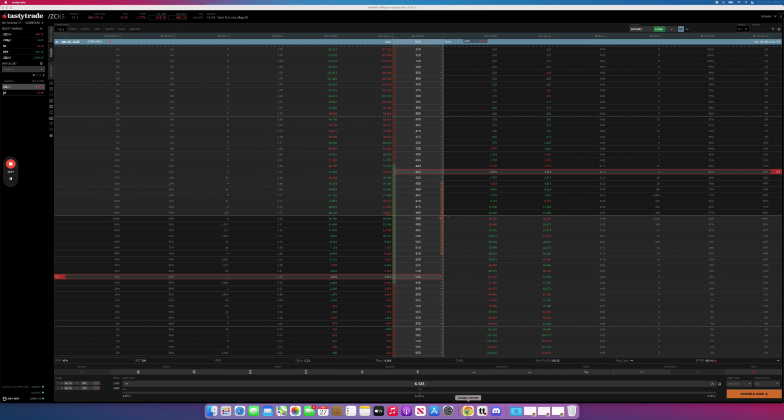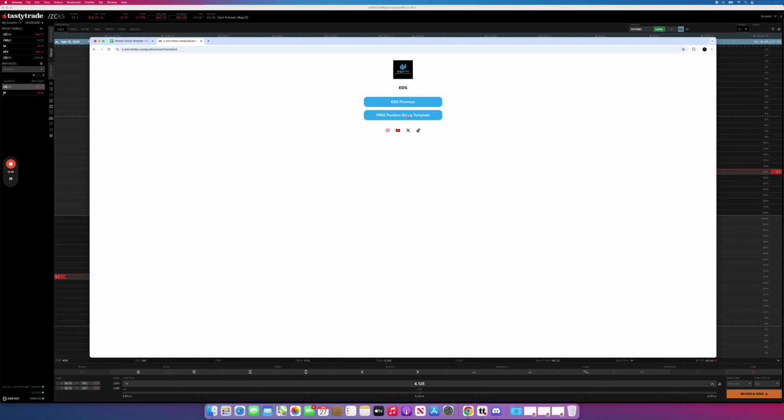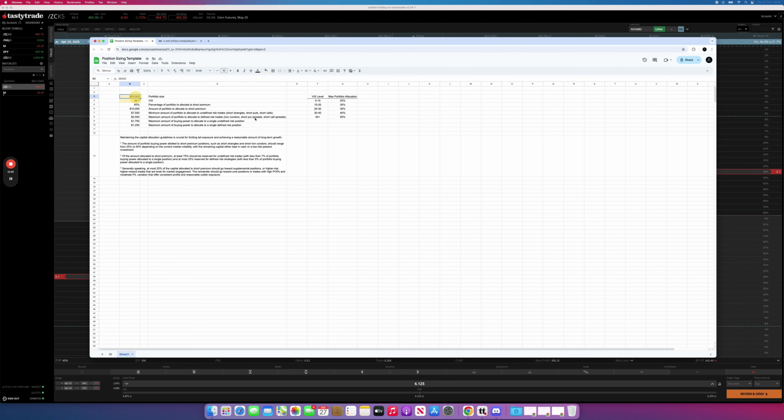Well, in order to figure that out, we've created a free position sizing template. The link is in the description. Just click the button and it will take you over to the spreadsheet. The way it works is you enter in the size of your portfolio. So we've got $25,000 as an example there, and then you enter in whatever the current VIX level is. Say if it's 21.1, and then as you see, everything is calculated for you. It calculates these numbers dynamically based on the size of your portfolio and the VIX.